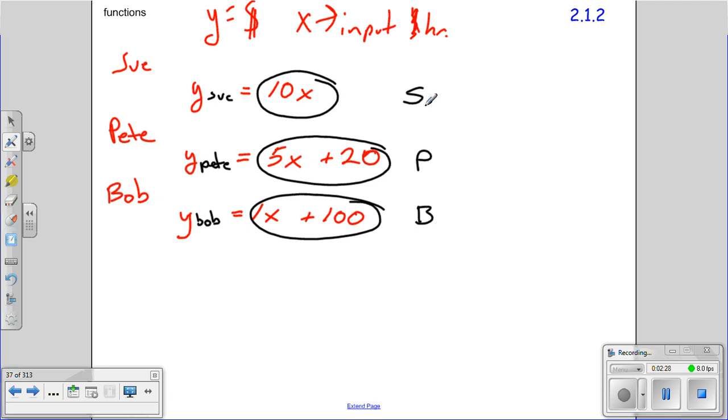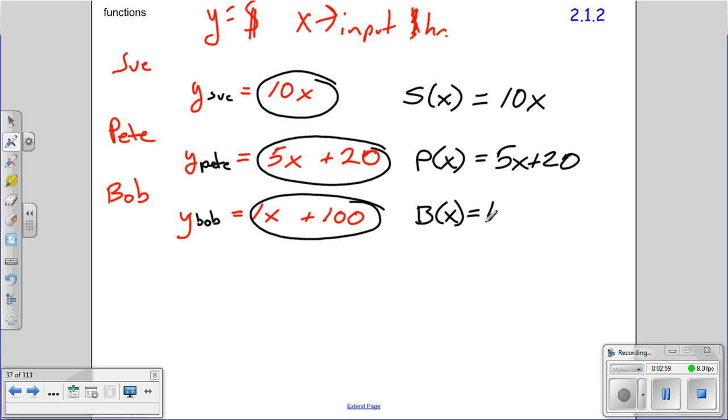Now to do function notation, we say this function is based on a certain input. So we're going to say S of X. This is just how we write it. The function of Sue, the function S, is based on X, how many hours you work, and that equation is 10X. The equation for Peter is 5X plus 20. And for Bob, it's 1X plus 100. So we give the functions different names. This is called function notation, and this is what we're working on here today.